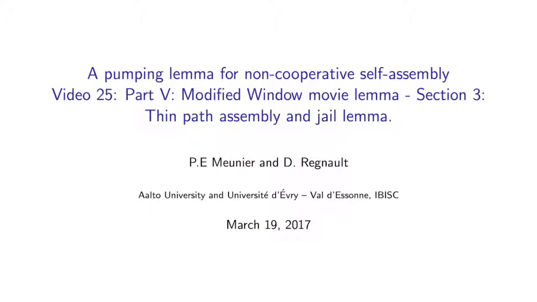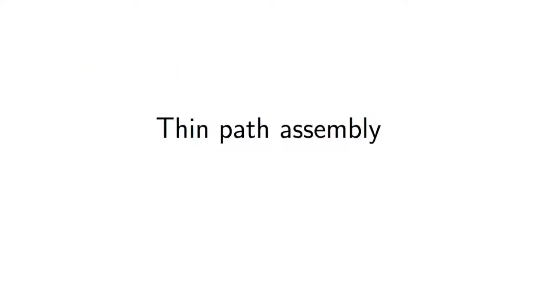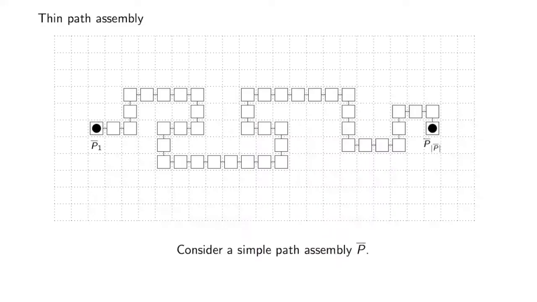First, the path assembly should be long enough. Secondly, we need to find a vector v such that the width of the path assembly for the window wh, for any integer h, is bounded. We present here a result about thin path assembly. It will be useful at the end of the article to prove the shift lemma.